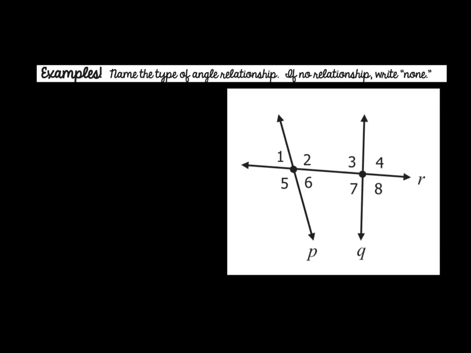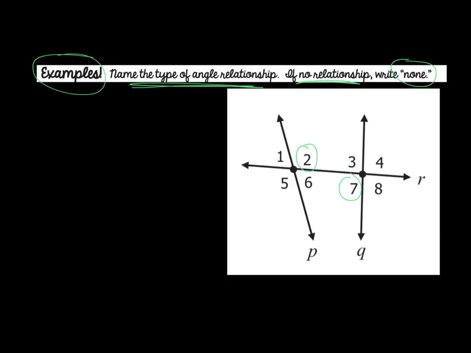We'll have some examples, right? As you move down in your notes, we're in the examples part. And what do they want us to do? They want us to name the type of angle relationship, and if no relationship, write none. So let's just start with a couple of randoms. Some I might name that they're looking for, and some not so much.